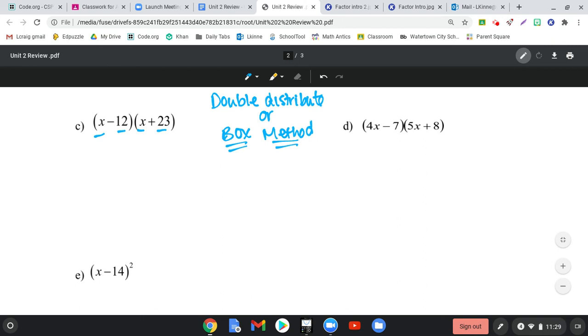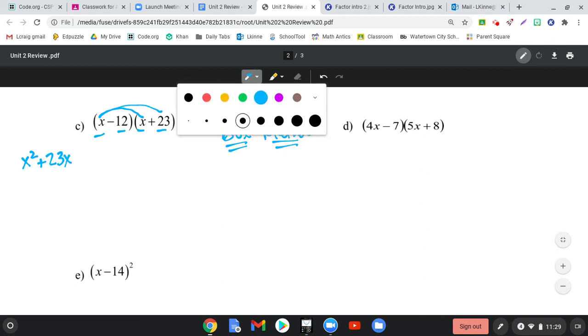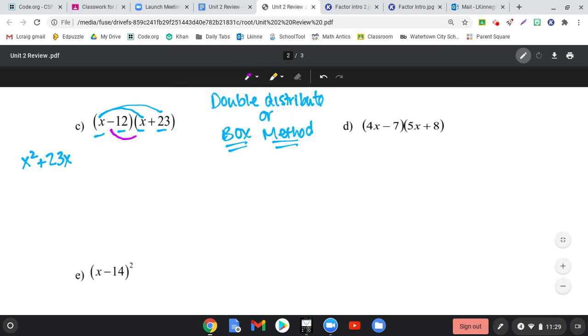So if you double distribute, you want to be careful of your signs. X times x, x squared. X times positive 23, positive 23x. Then you want to deal with the negative 12, and that's another spot you want to be careful. It's not just 12. Negative 12 times x is negative 12x. Negative 12 times positive 23 is negative 276. And then to write it in standard form, you've got your x squared. Combine your two x's to give you positive 11x and then minus 276.